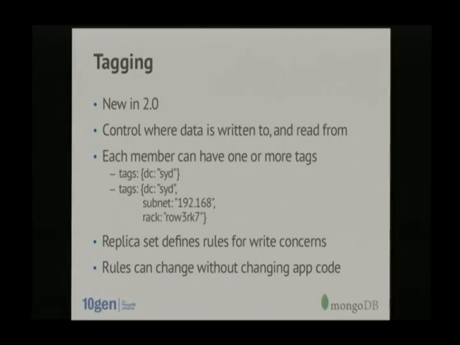So you can say this node is a data center in Sydney, or you can get it down to specifics of this is data center in Sydney, rack number 3, and then you can actually use those tags for both reading and for write preferences. So those rules can actually change without changing your application code. Your administrator can change the rules by tagging the replica set servers.